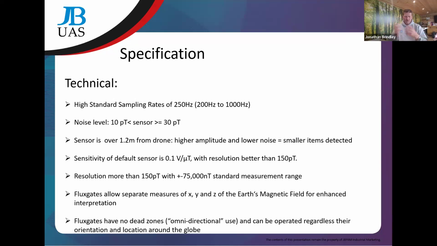we can filter out a lot of the noise. But what that is basically giving us is that 1.2 meters is giving us a higher amplitude, which is resulting in lower noise, and smaller items are being detected, and that shows up in the data as well, which Jan will go through a bit later.